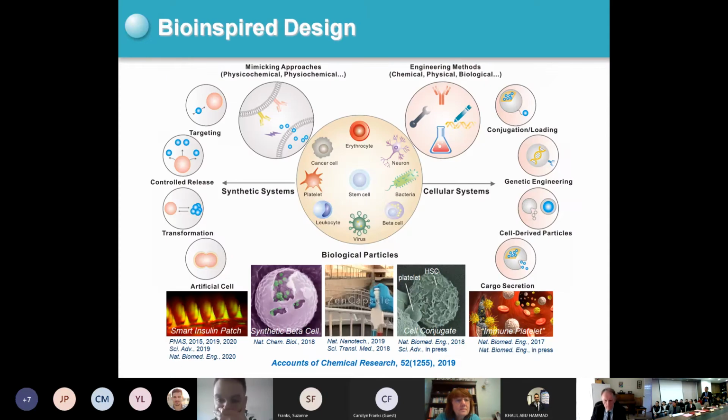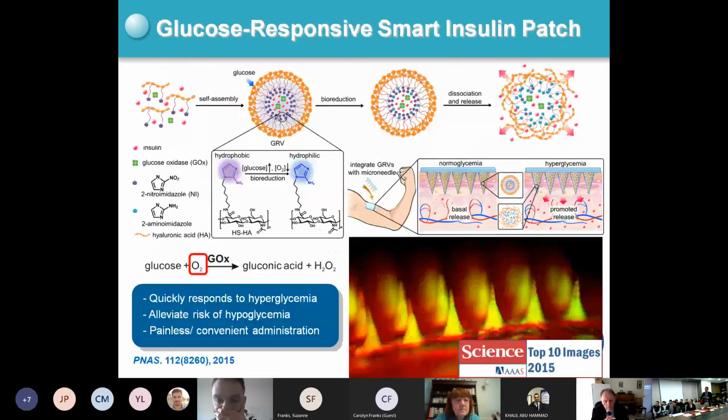For smart insulin delivery, a few years ago, we developed the smart insulin patch. We load a glucose-responsive formulation inside the microneedle array patch. Such a formulation can respond to a high blood sugar level: once the blood sugar level goes high, the insulin is promoted to release from such particles. Once the blood sugar level becomes normal, less insulin is released from the system, and potentially this can alleviate the risk of hypoglycemia.